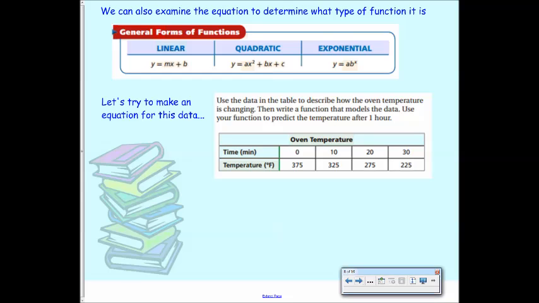A linear function will have what exponents? Linear will have a constant. There will be no exponents, right? Okay, what about exponential? It will have the variable in the exponent spot. And what about a quadratic? Quadratic will always be squared. Okay, so you can recognize it based on the equation.